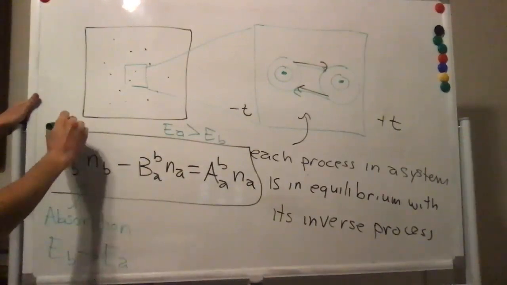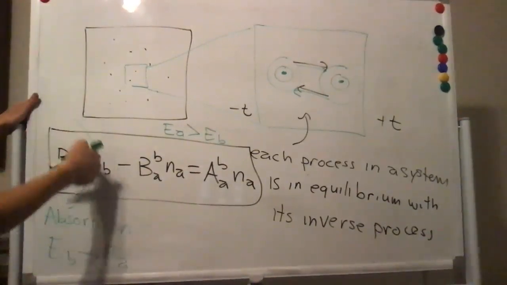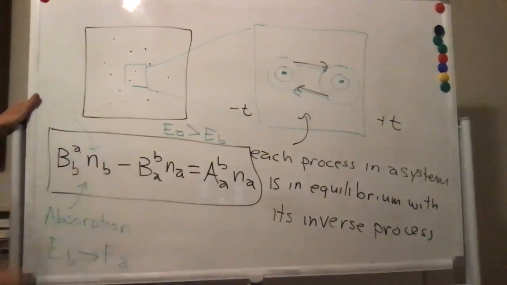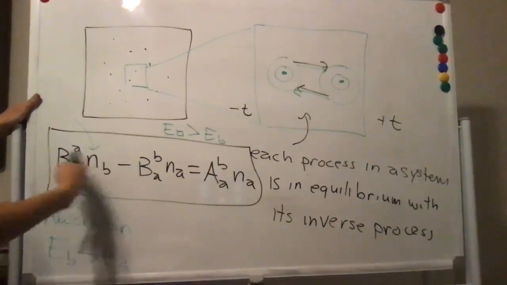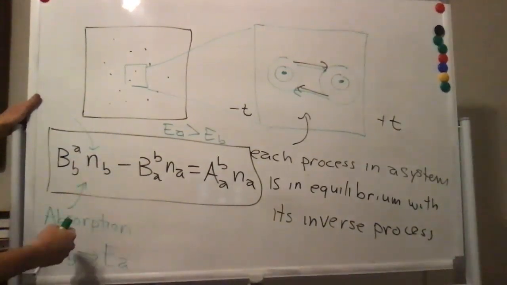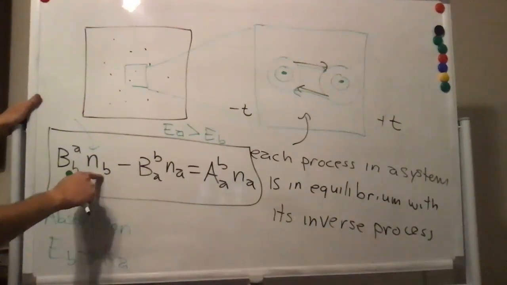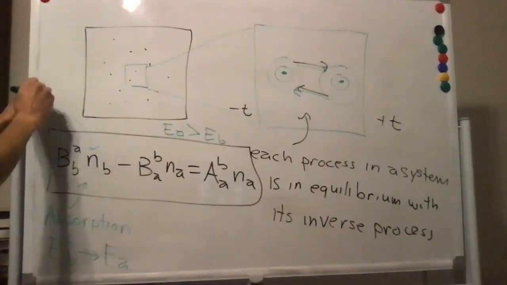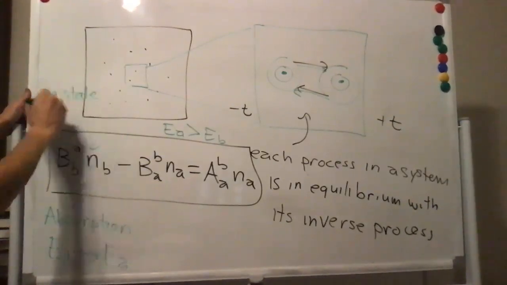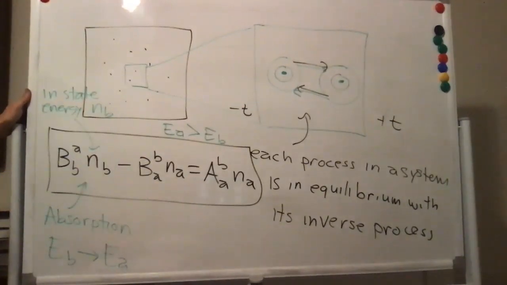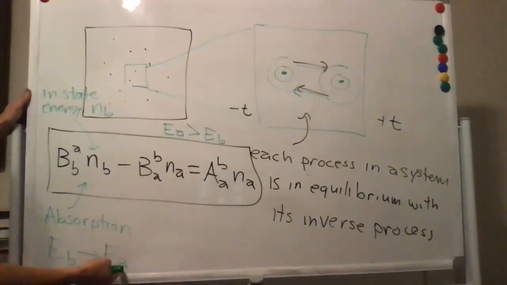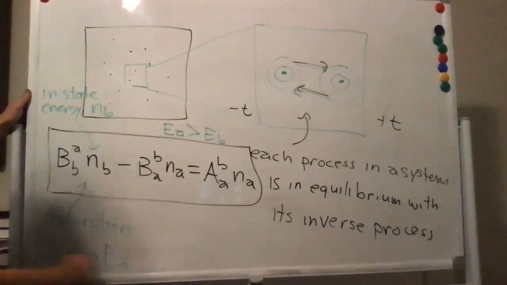And there are NB, this is per volume, systems or particles or atoms that are in this state energy EB. Actually, it has to be in state B to move to state A.